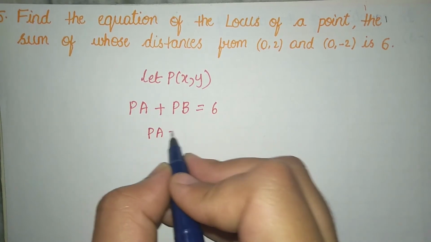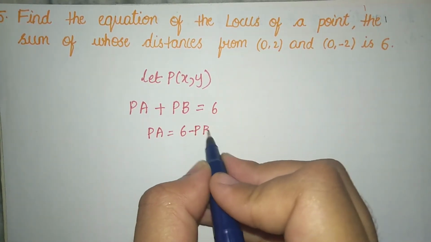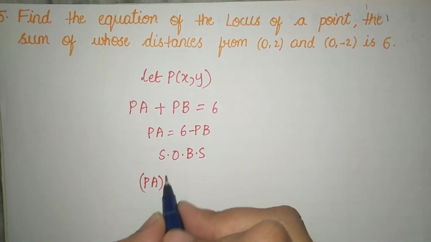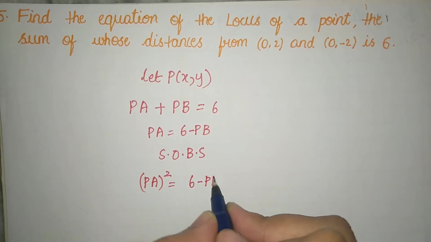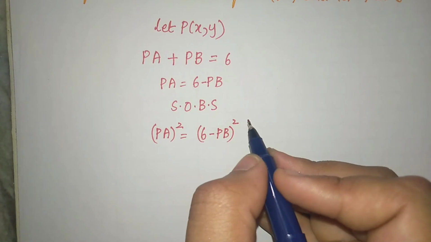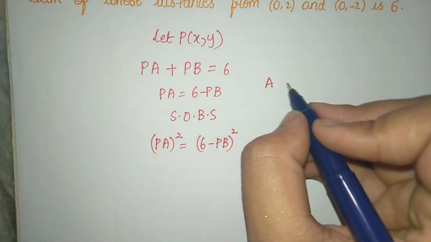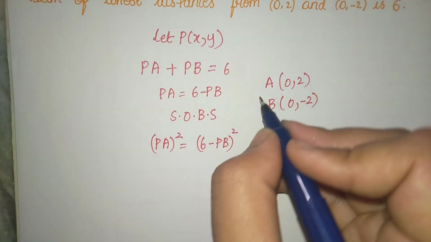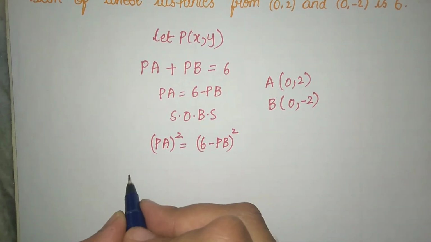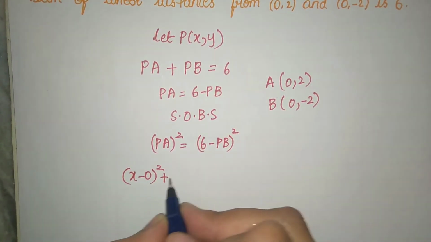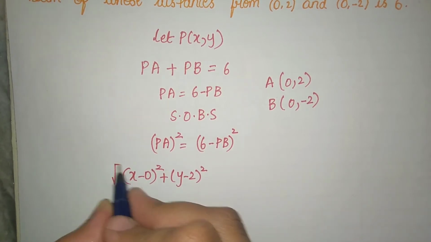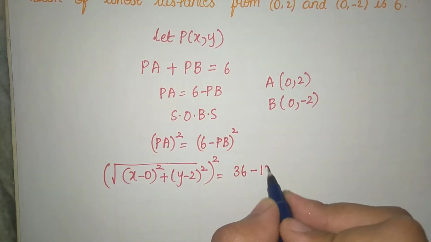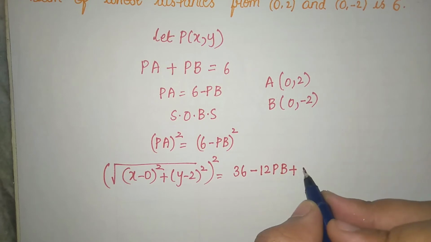So take PA one side, send PB to this side, squaring on both sides, we will get PA square is equal to (6 minus PB) whole square. So what is A given? (0, 2). What is B? (0, minus 2). So find the distance PA: (x minus 0) whole square plus (y minus 2) whole square, under root, whole square, is equal to 6 square, is 36 minus 12 into PB plus PB square.